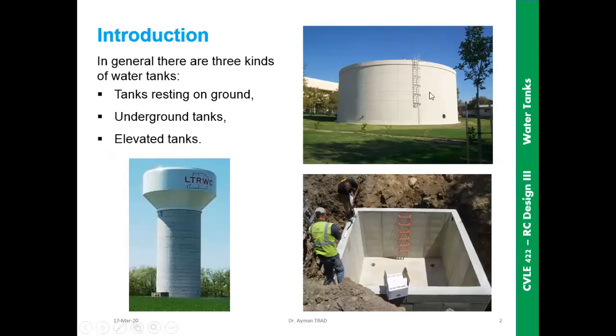We can observe that the wall of the tank resting on ground will be subjected only to water pressure from inside to outside. In the case of an underground tank, the walls will be subjected to water pressure from inside to outside, or to soil pressure from outside to inside, or to both of them at the same time. But we'll see later that the code requires us not to take the two load phenomena at the same time, because one will cancel the other. So we have to take each one alone.